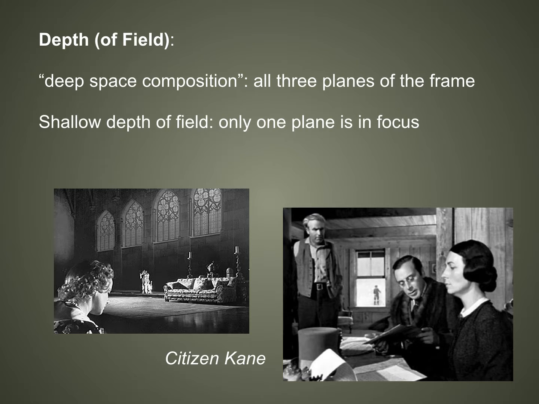So as opposed to deep space composition, there's also having a shallow depth of field. And this means that only one of those planes is in focus. So we can only see the foreground, the middle ground, or the background. And of course, one thing that you can do as a cinematographer is rack focus, which means you change which field is in focus, so our attention can go from one to the next.